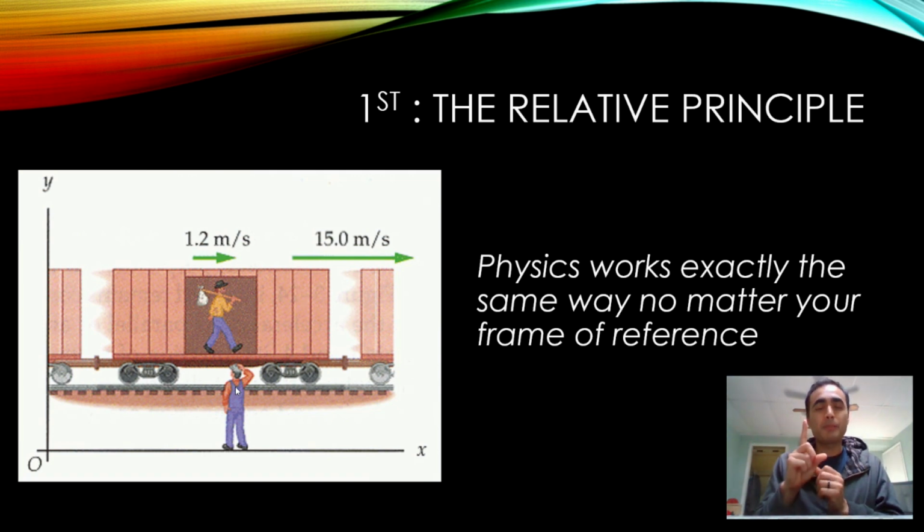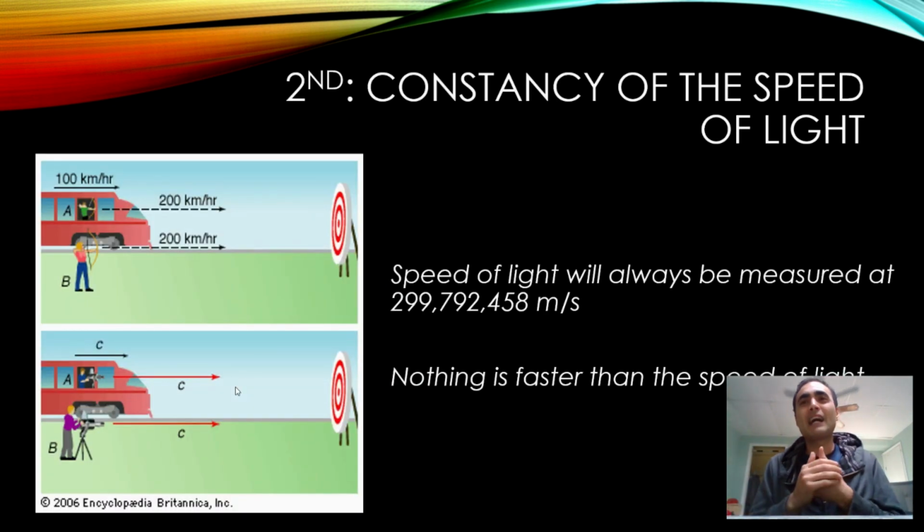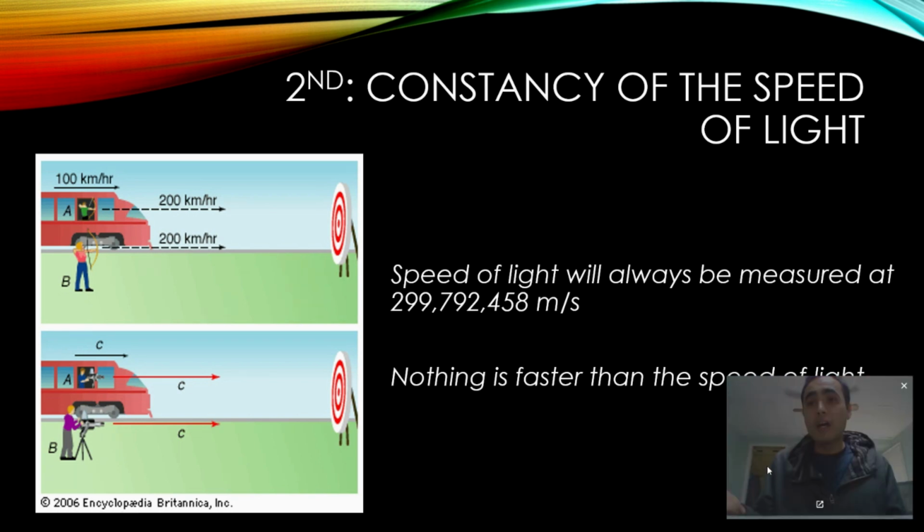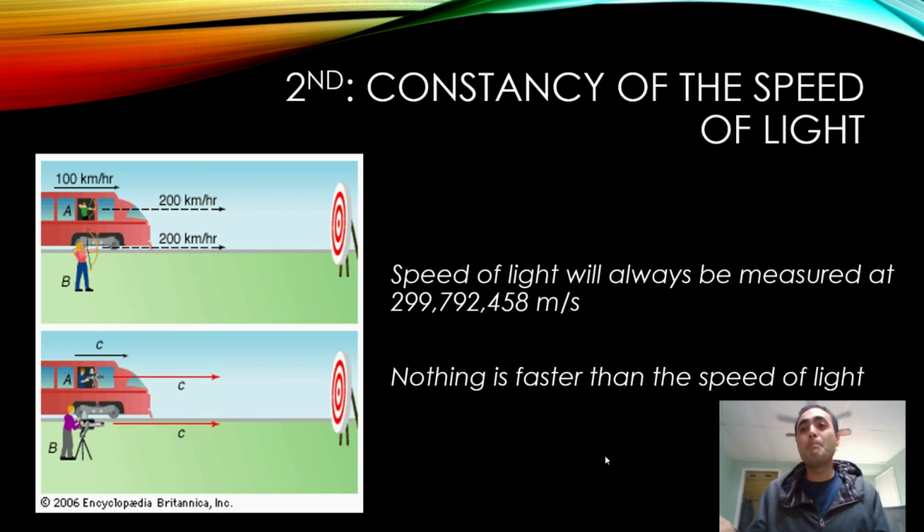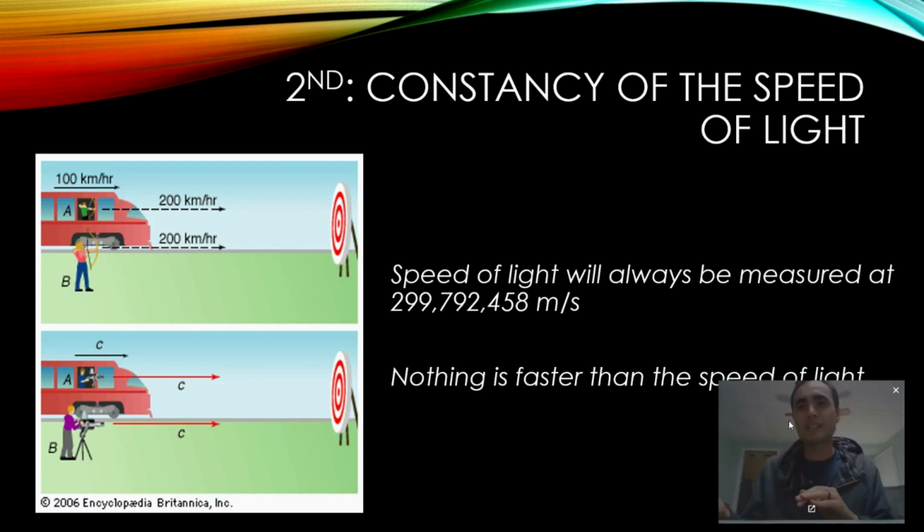Okay, so this is the first principle that we have to know, that no matter how fast you're moving or how things are interacting, it's impossible to know who's moving and who's not moving. The second principle is the constancy of the speed of light. The speed of light is the fastest thing in the universe. It moves at around 300 million meters per second. There's nothing faster than the speed of light. And I just want to explain what that means for a second.